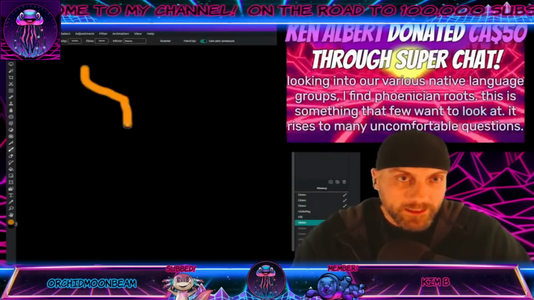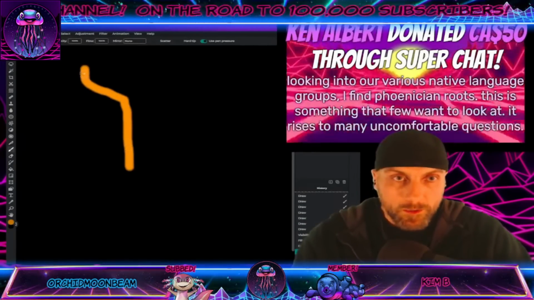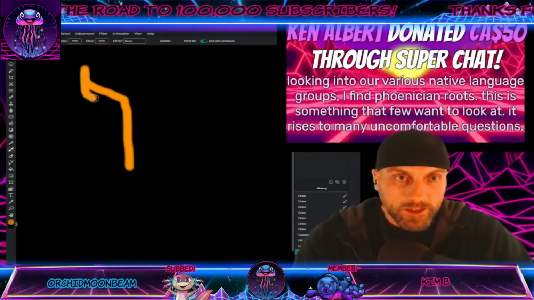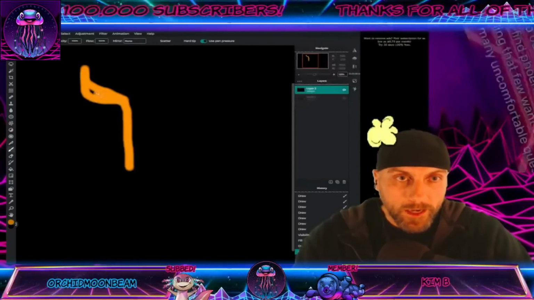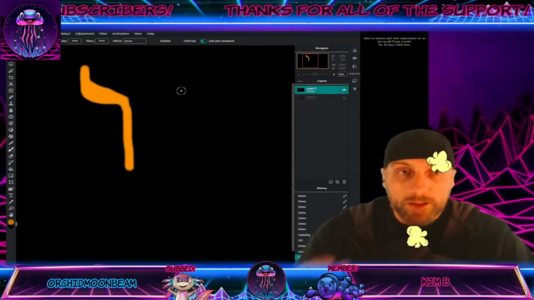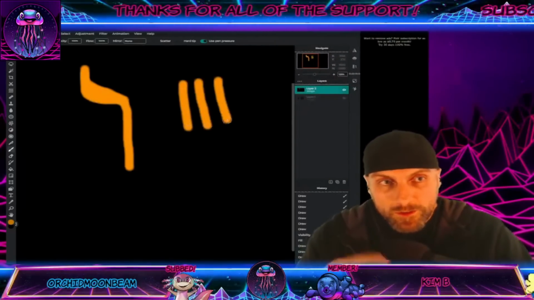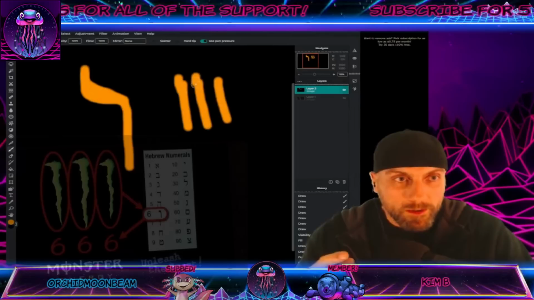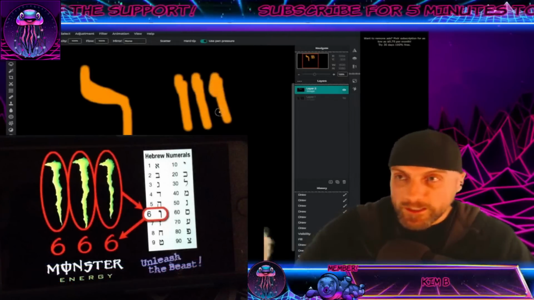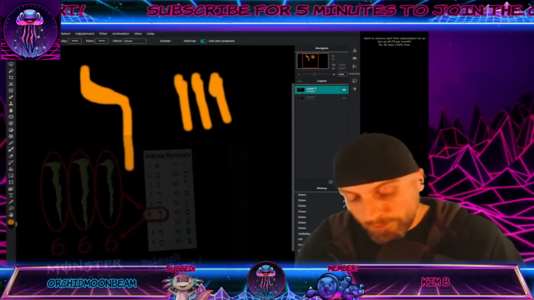It looks kind of like this in modern Hebrew. So modern Hebrew is more like calligraphy drawing of a hook, you could say, right? And then this is sort of like on the Monster cans. They have those 3 sort of claw marks on the Monster energy drink. That's also the Vavs, or the triple Vav, you could say.